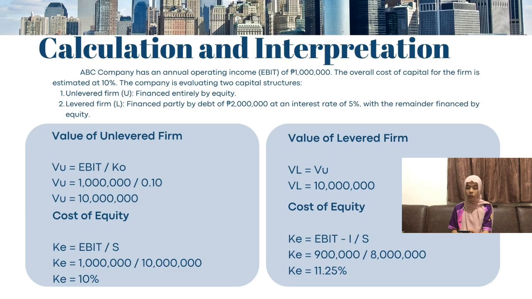And then, sa cost of equity under the value of the levered firm, we have the formula: cost of equity is equal to EBIT minus interest over the market value of equity. Paano nakuha itong 900,000? Here, we have the example sa 2 million at an interest rate of 5%. So, 5% of 2 million is 100,000. Babalik tayo sa EBIT natin. EBIT minus yung interest na 100,000. Yung 1 million na EBIT minus the 100,000 na interest, which gives us 900,000.